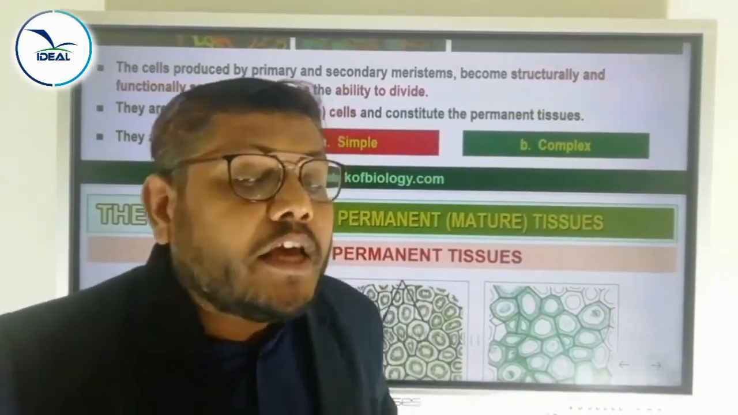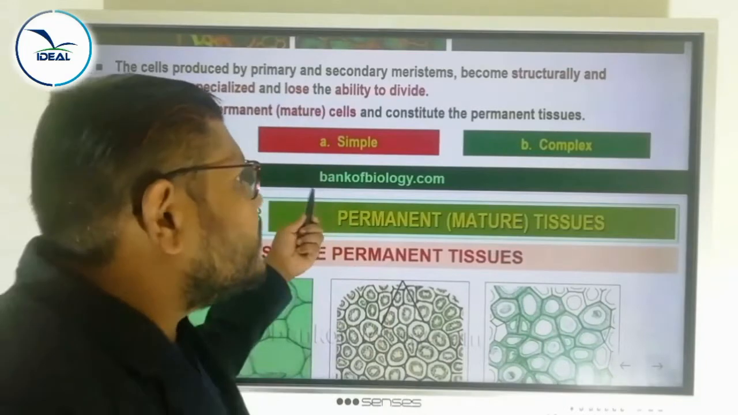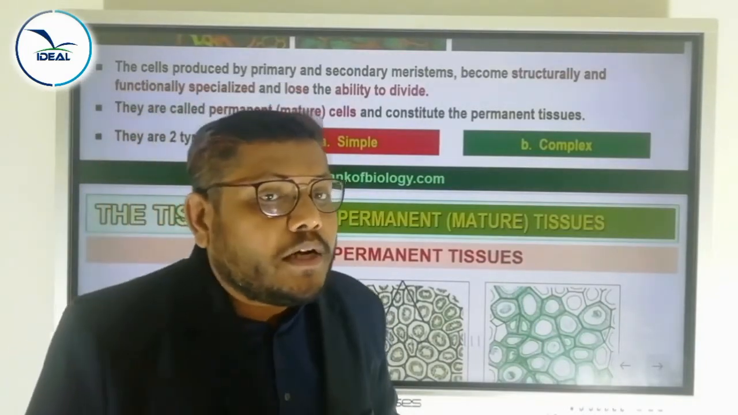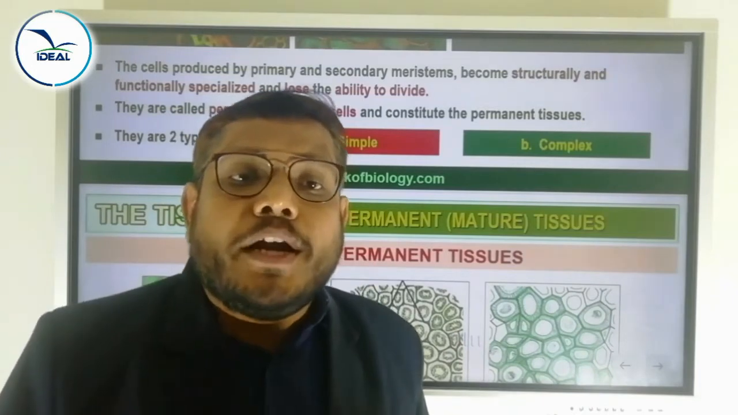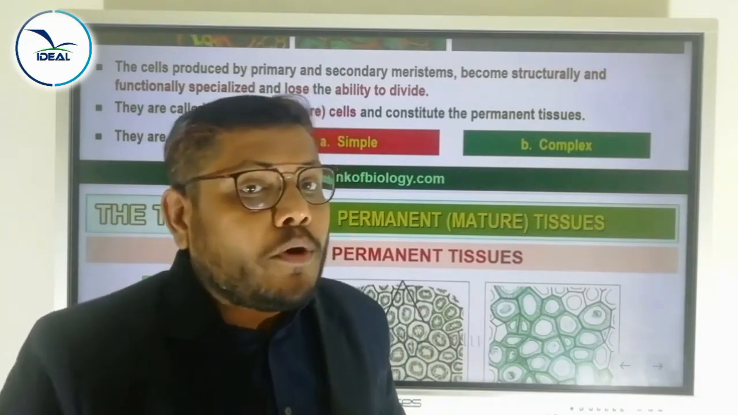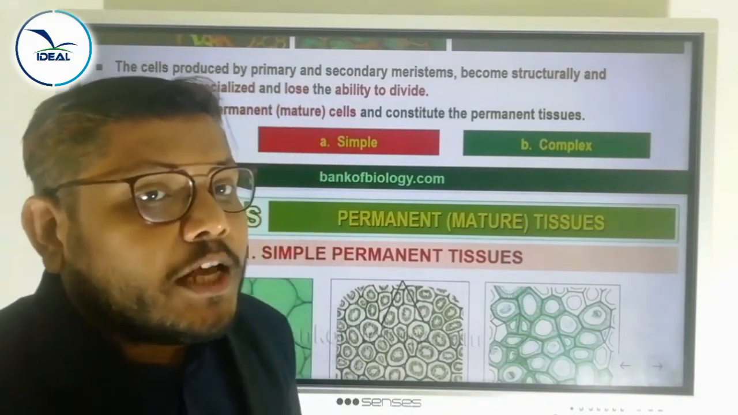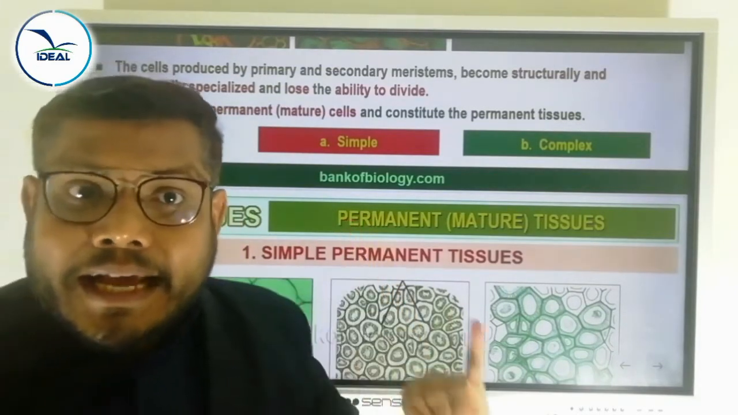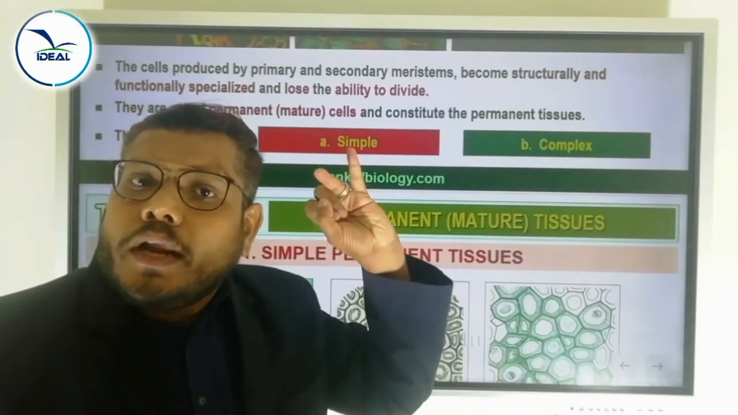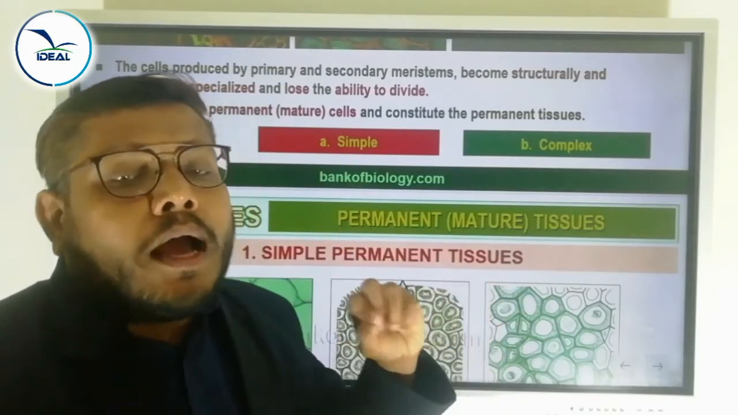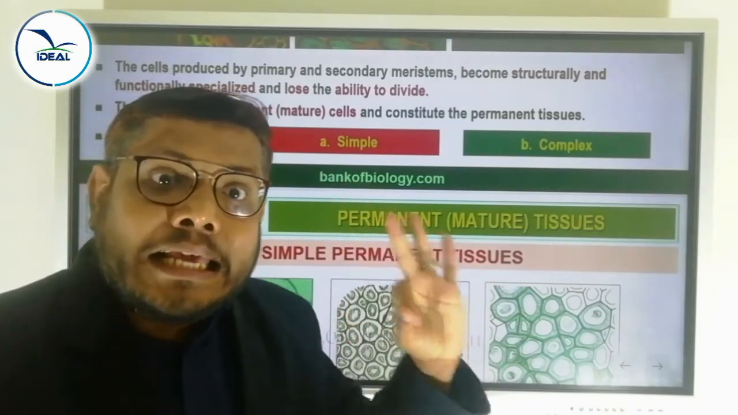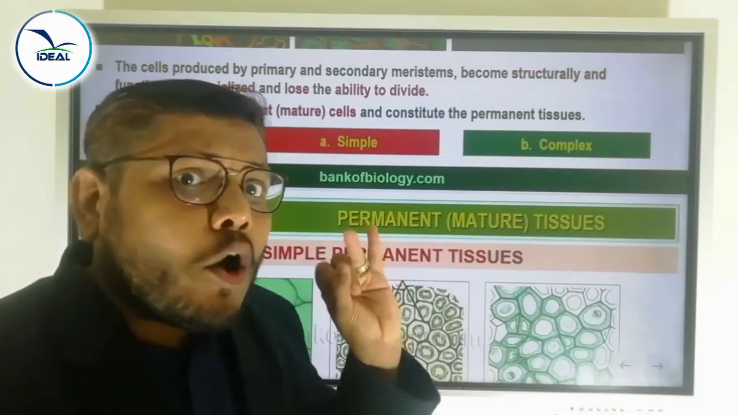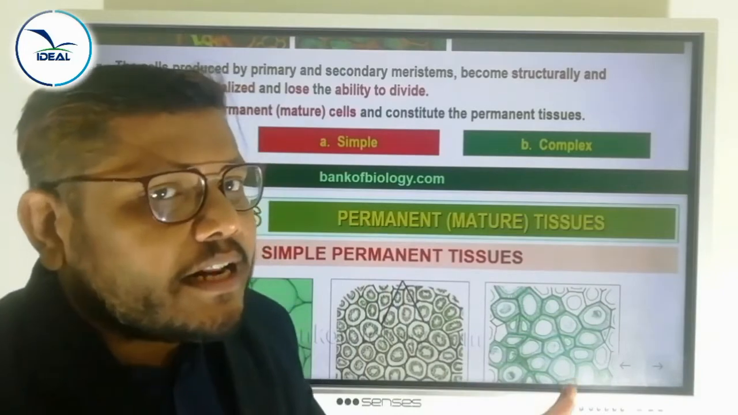Is it clear? Here we are discussing the simple permanent tissue. What is simple permanent tissue? Simple permanent tissue means such tissues are made up of only one type of cell. There are three types of simple permanent tissue: one is called parenchyma, another one is called collenchyma, another one is called sclerenchyma. What are they? Parenchyma, collenchyma, sclerenchyma.